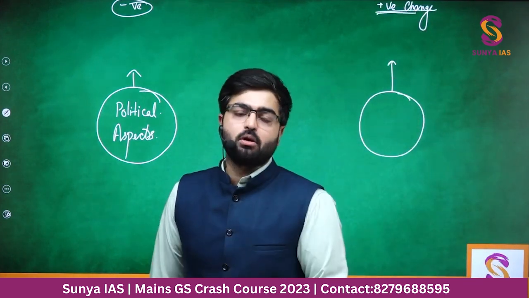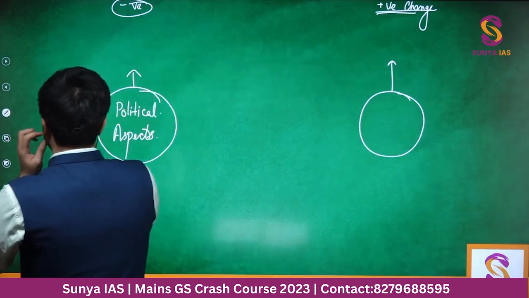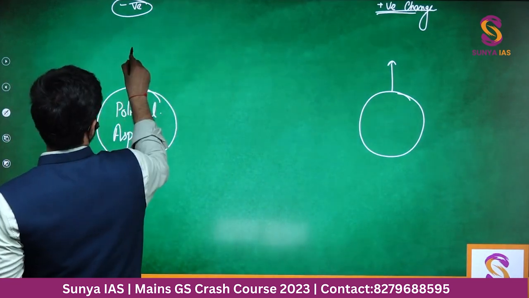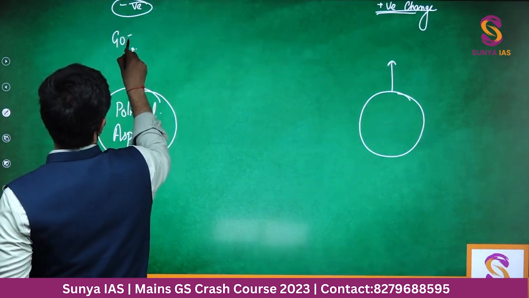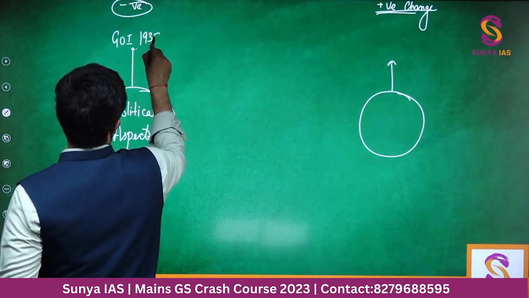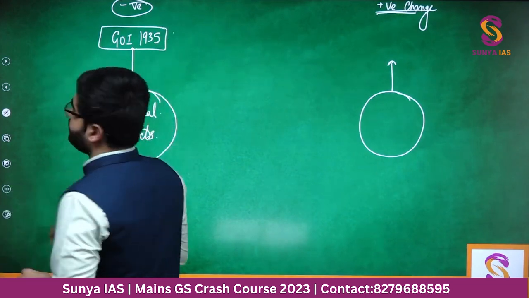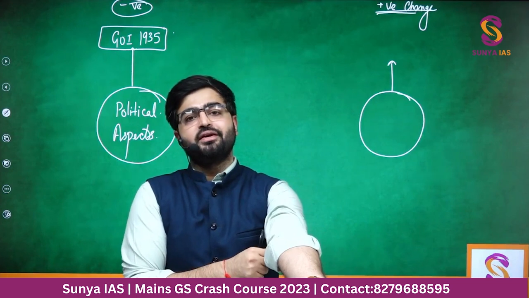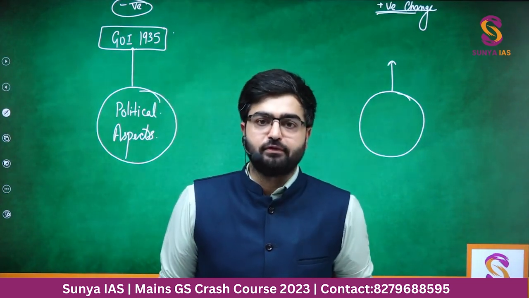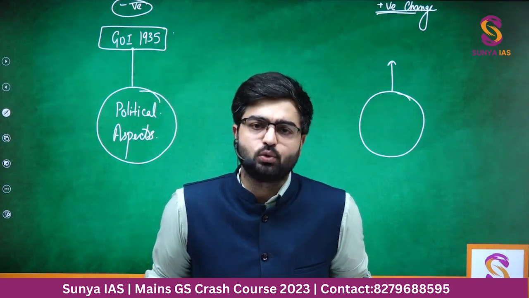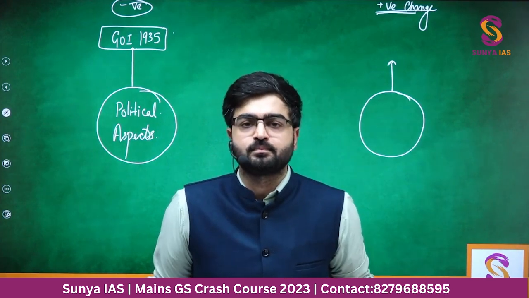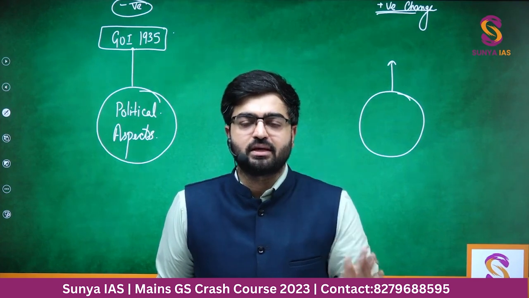Now, let's talk about the first political aspect. And that is your Government of India Act 1935. Now, you all know that the Government of India Act, whenever we study it in the field of history, we always say that this was the act whose objective was to maintain the hold of Raj on India. Okay, this was the main objective of this act.